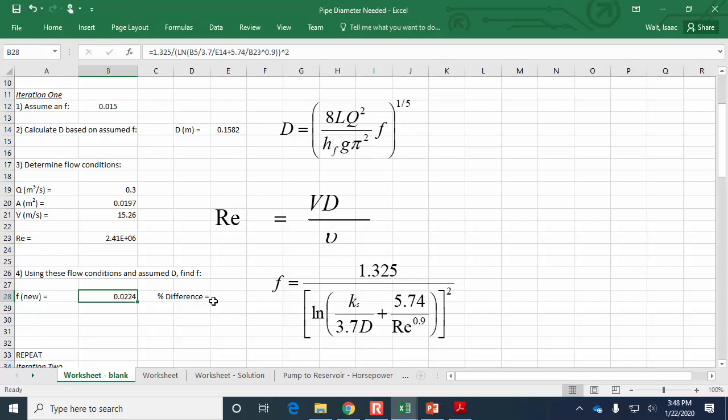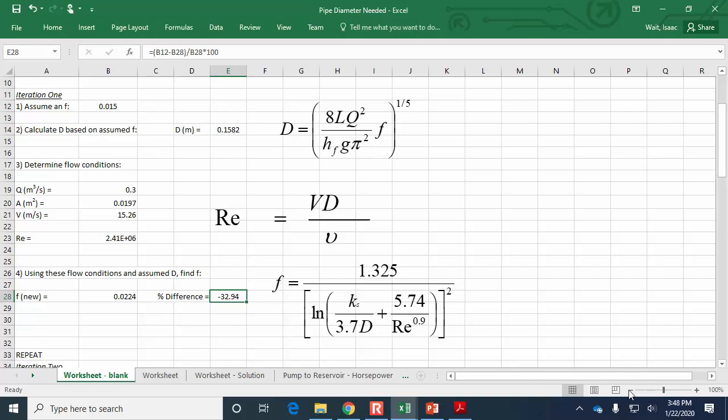So just to check and see, are we converged yet? What's the percent difference from my initial assumption? So percent difference is going to be, let me put parentheses, the initial guess minus the update divided by the more accurate one times 100. So my initial guess was 33% too small. So I'm not converged yet. I'd like that difference to be a lot smaller.